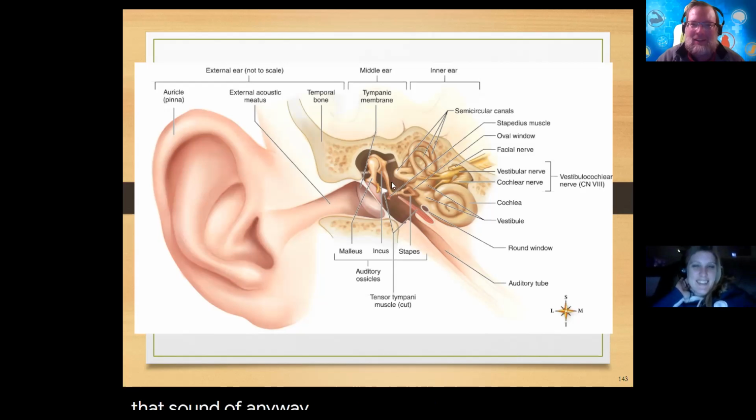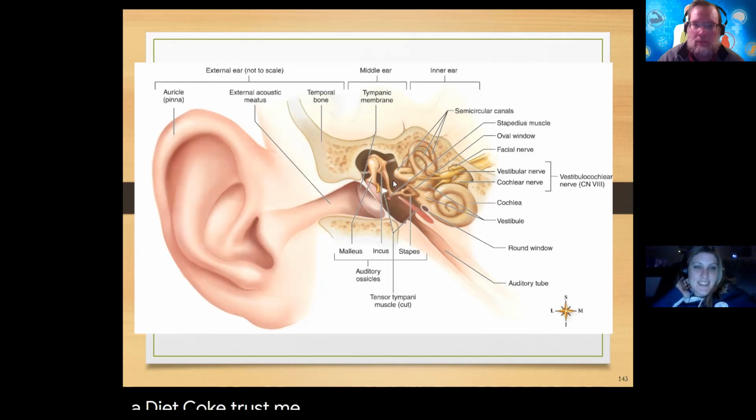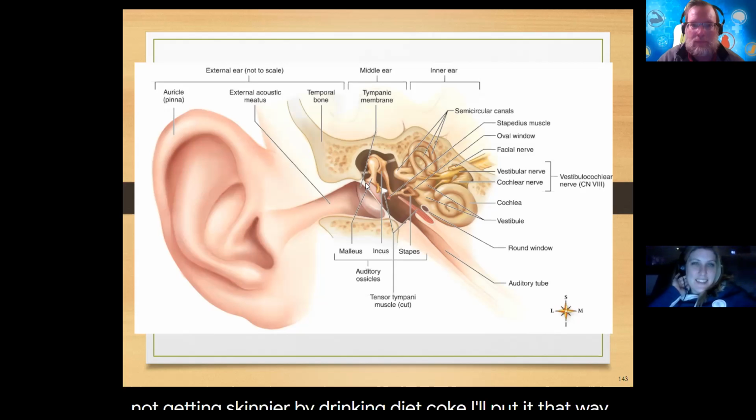Anyway, be careful with artificial sweeteners, dudes. Avoid it if you can. You're better off going without. You're better off drinking a Coke than a Diet Coke. Trust me on it. You're better off not drinking either of them. But if you have to choose, you're not getting skinnier by drinking Diet Coke. I'll put it that way. Diet is a scam. It's not hidden, and it's not a big secret either.